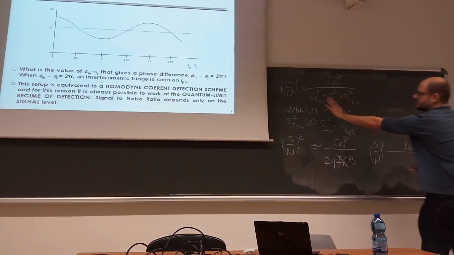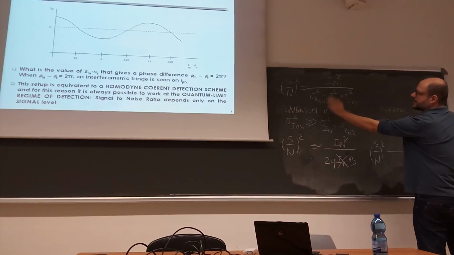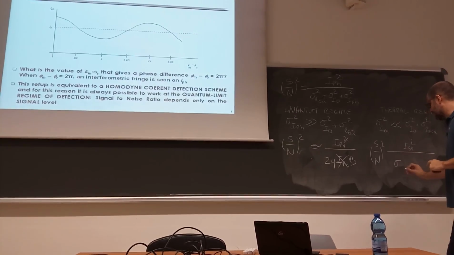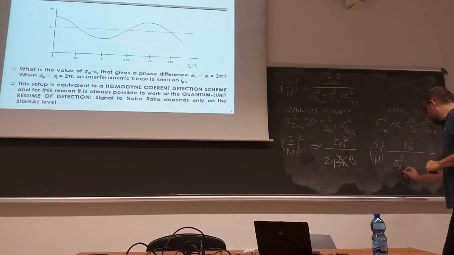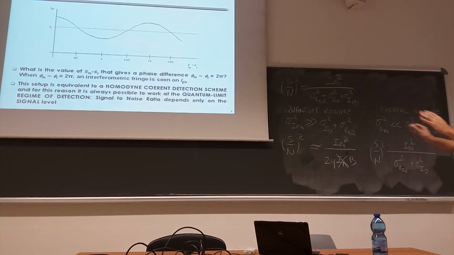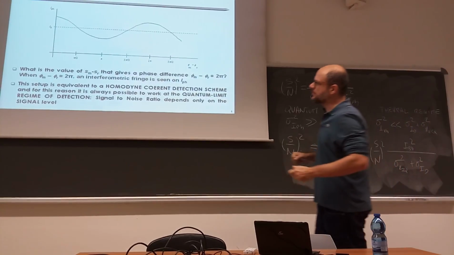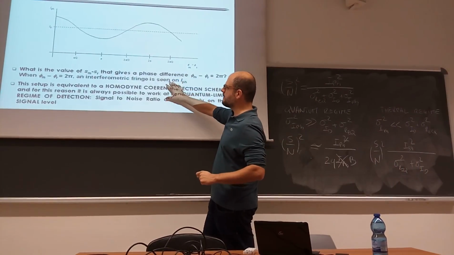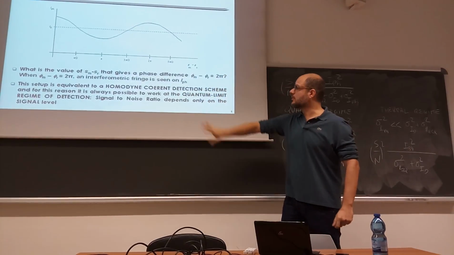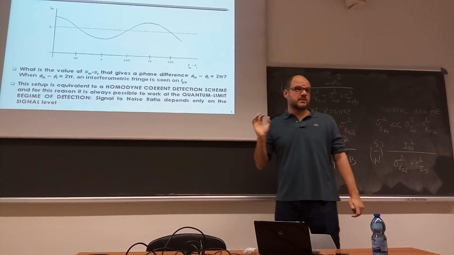But this quantity is cancelled out, and so it depends on the particular device and photodetector that you are using. Because now you have an equivalent plus the dark. So this is the thermal regime of detection. This is just a review. The important thing is that with this scheme, by working on the amplitude of the reference field, you can always work at the quantum limit regime of detection.